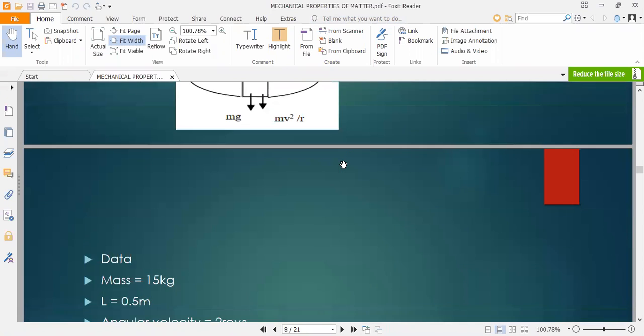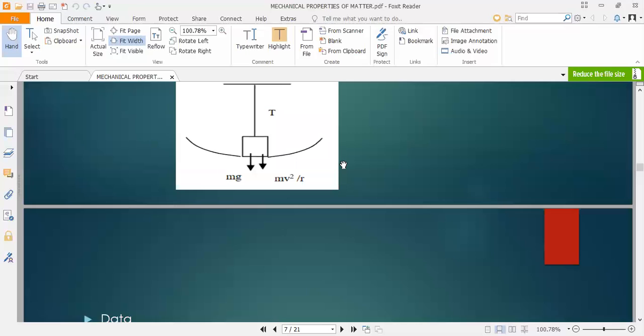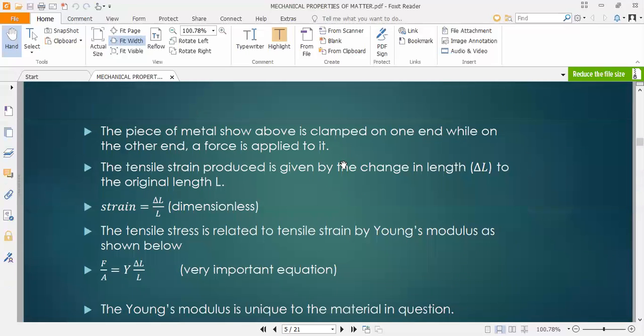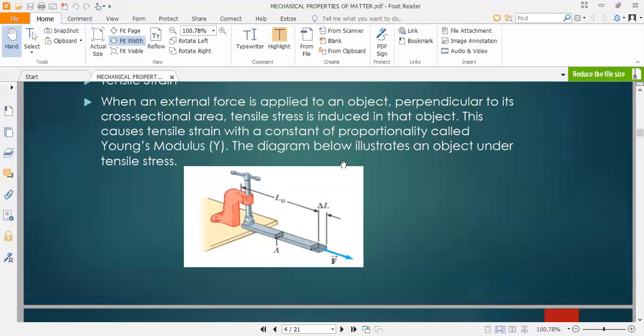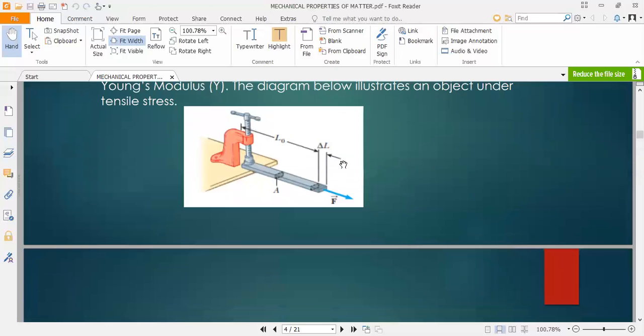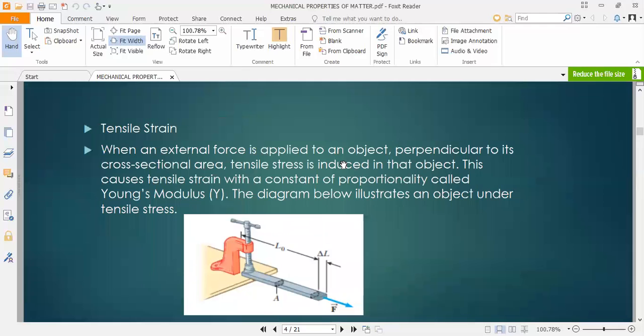tensile stress and tensile strain. We said that tensile strain is the strain due to tension in a cord or in a particular material. When we apply tension in that material or substance, we produce some strain, meaning some change in length.